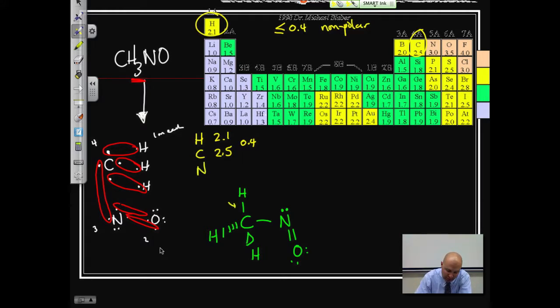Carbon and nitrogen is another bond. So I basically took care of these. But now let's take a look at the carbon and nitrogen. Well, carbon has a 2.5, nitrogen has a 3.0. So that difference is 0.5. Well, 0.5 to 1.9 is polar, so it fits in there. Which one's stronger? Well, the nitrogen is. So we're going to put a little arrow towards the nitrogen.